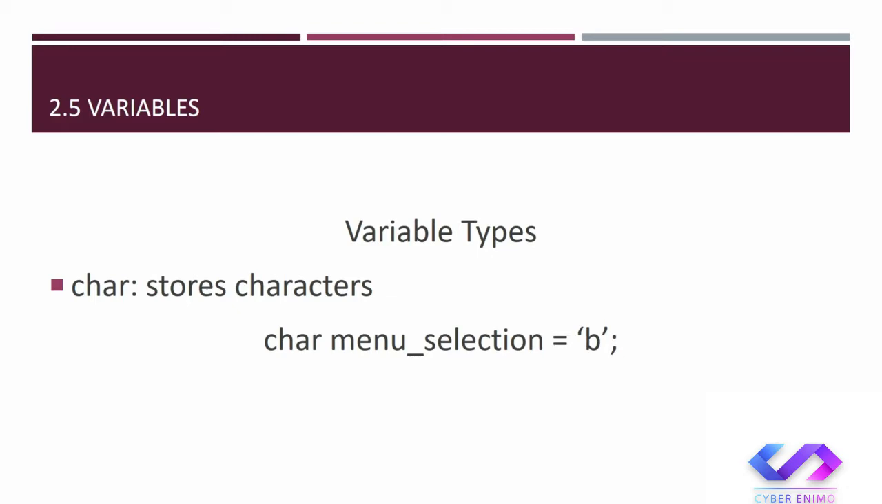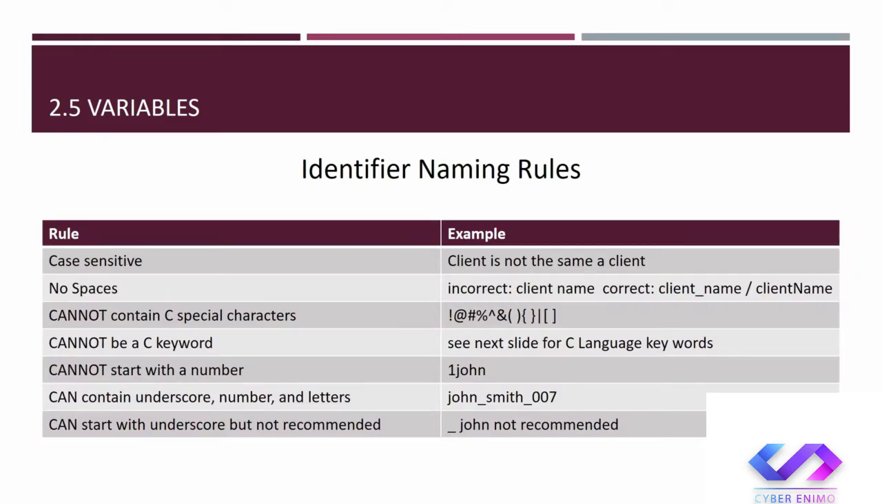The single character that is assigned to a variable of type char has to be encased between single quotation marks. Now let's look at identifier naming rules. An identifier is simply the name given to a variable. So the first rule is a variable name is case sensitive.